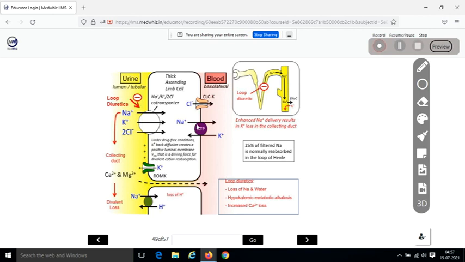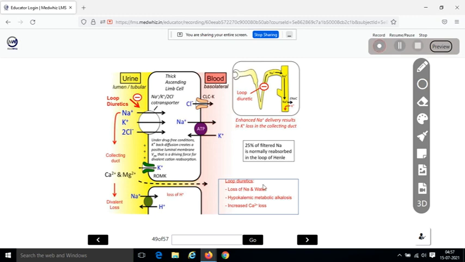So, thick ascending loop of Henle, sodium potassium 2 chloride transporter. Sodium reabsorption occurs by this transporter system, and loop diuretics block this mechanism and prevent sodium reabsorption. Any sodium delivery results in loss of potassium in the collecting duct. 25% of filtered sodium is reabsorbed in the loop of Henle.